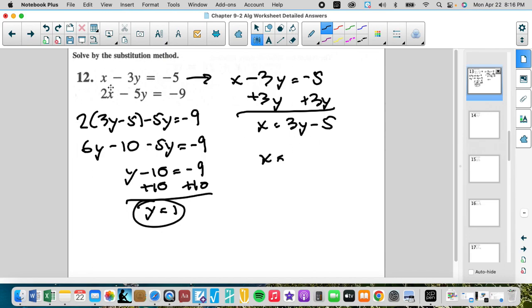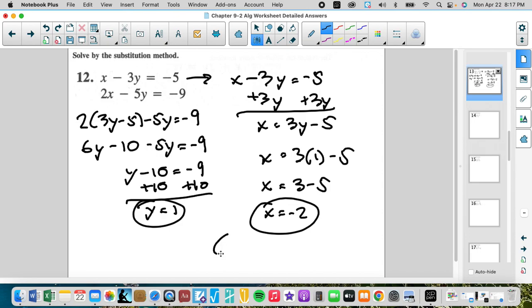Plug it back into the other equation. You can plug it into any of these, not this one. You can plug it into this one or the equivalent fraction to that. So don't feel like you have to. It's just conducive, right? If we're looking for x, this says x equals. So just plug that in. Keep it easy. 3 minus 5, x equals negative 2. So that coordinate is negative 2, 1.